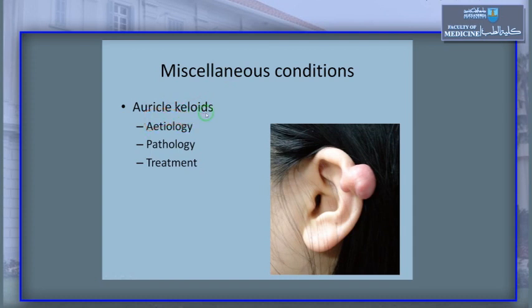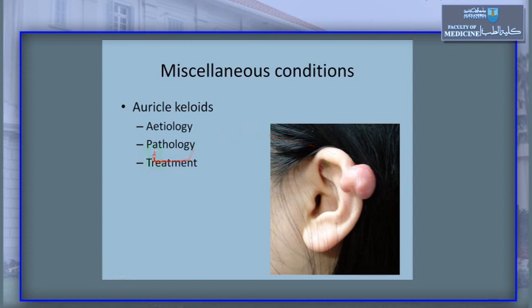Some miscellaneous conditions may develop in the ear. One common condition is the auricular keloids. It happens in patients who apply piercing through their ear canal or through their auricle. So if a piercing is going through the auricle, it can lead to formation of auricular keloid. It can happen as a result of regular wounds or of surgical trauma. If the patient had any surgery to the auricle, then he can develop keloid.